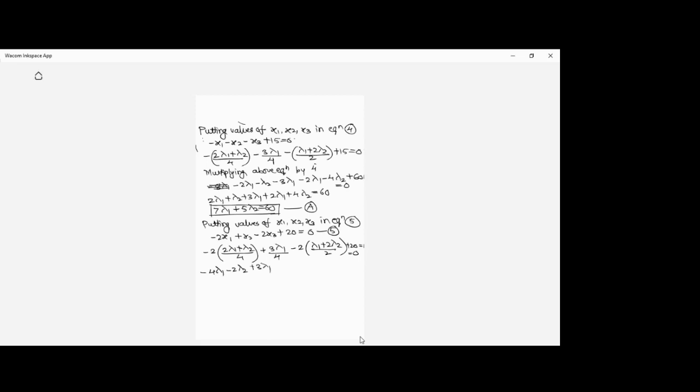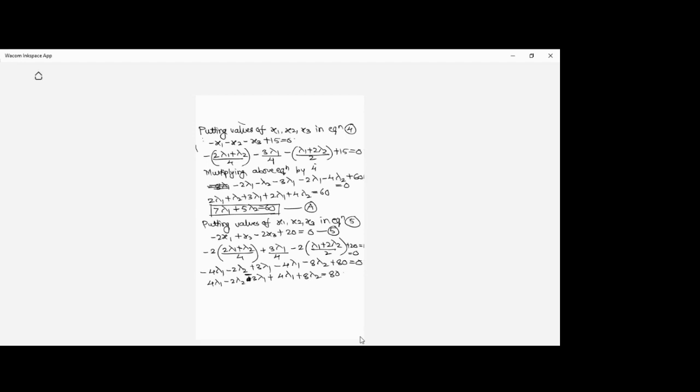Since we have multiplied by 4, here 2 will remain. So here it will be minus 4 lambda 1 minus 8 lambda 2, and multiplying 20 by 4, we get plus 80 is equal to 0. So what we can write here is 4 lambda 1 minus 2 lambda 2 plus 3 lambda 1 minus 4 lambda 1, 3 lambda 1 plus 4 lambda 1 plus 8 lambda 2 is equal to 80, right?